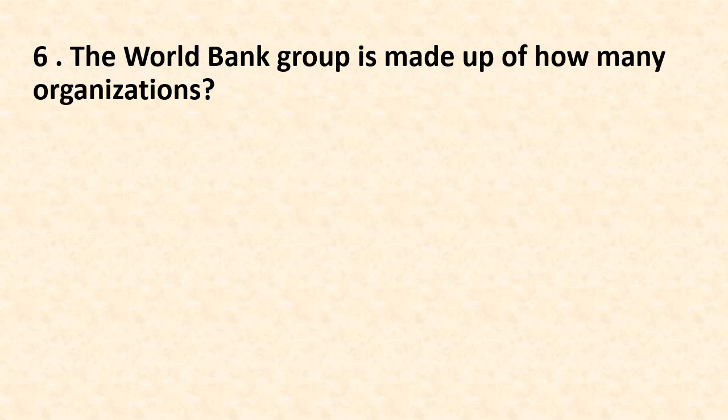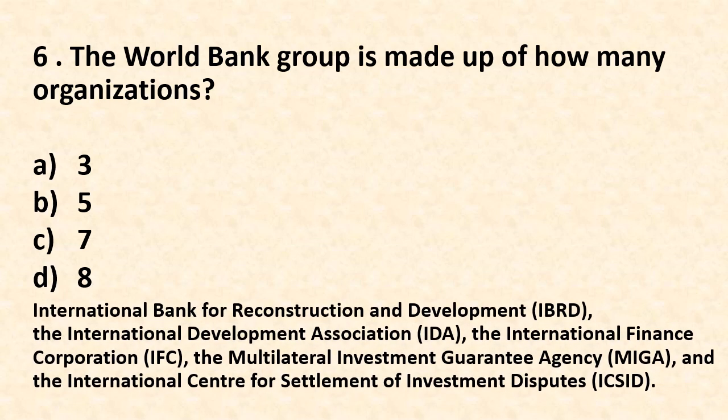Number 6. The World Bank Group is made up of how many organizations? Options are 3, 5, 7, and 8. The correct answer is option B, 5, and those 5 organizations are the International Bank for Reconstruction and Development (IBRD), the International Development Association (IDA), the International Finance Corporation (IFC), the Multilateral Investment Guarantee Agency (MIGA), and the International Center for Settlement of Investment Disputes (ICSID). Therefore, with the help of these 5 organizations, the World Bank Group is made up.